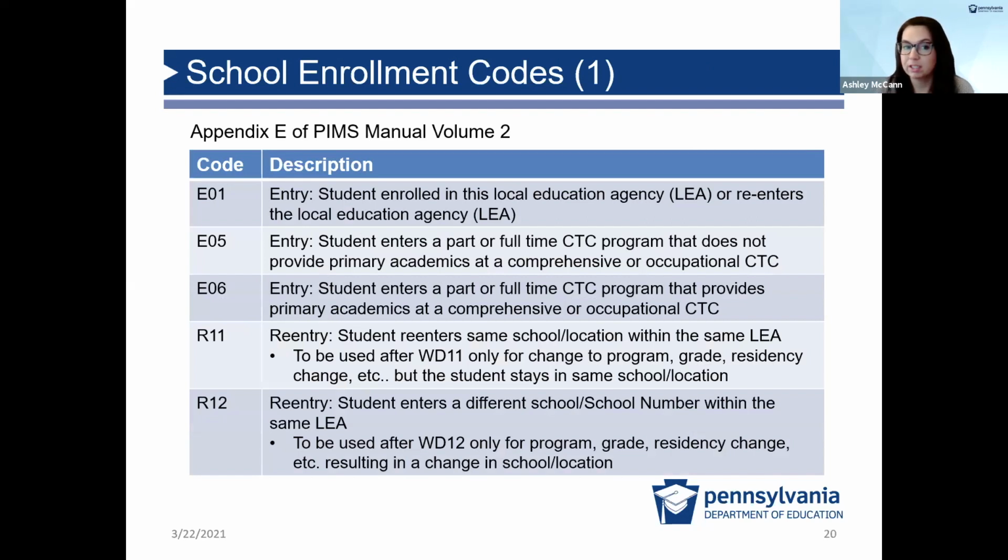So this is just a quick show of what Appendix E of PIMS Manual Volume 2 shows you. It's the acceptable school enrollment codes. So there's E01, E05, E06. Those two are used by CTCs, and it's dependent upon if they provide primary academics or not. And then R11, R12 are program changes. For some reason, they need a new calendar for child accounting. And then I mentioned this last week at the Q&A, but for WD11, it won't change full academic year for assessment because the student is not changing school number, but the R12 will affect full academic year because the school number is being changed.